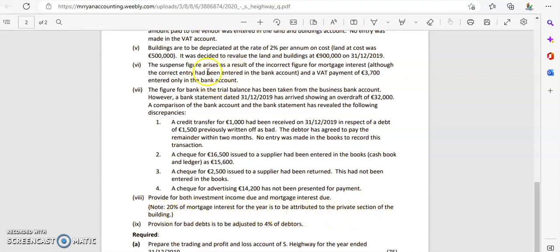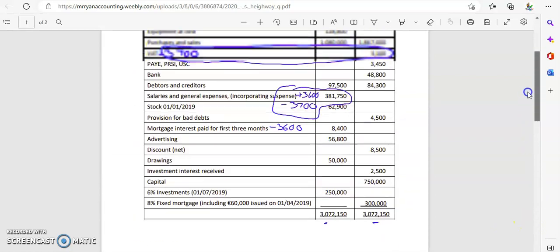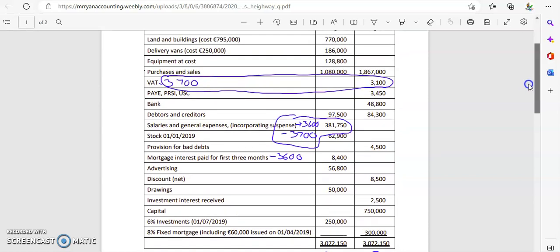So on the mortgage interest that we calculated as part of suspense, we'll have to get 20% of it, reduce that mortgage interest by the 20% and increase our drawings by that figure, and then calculate what our investment income is for this year and how much our investment income due is. So let's start with the investment income first of all.